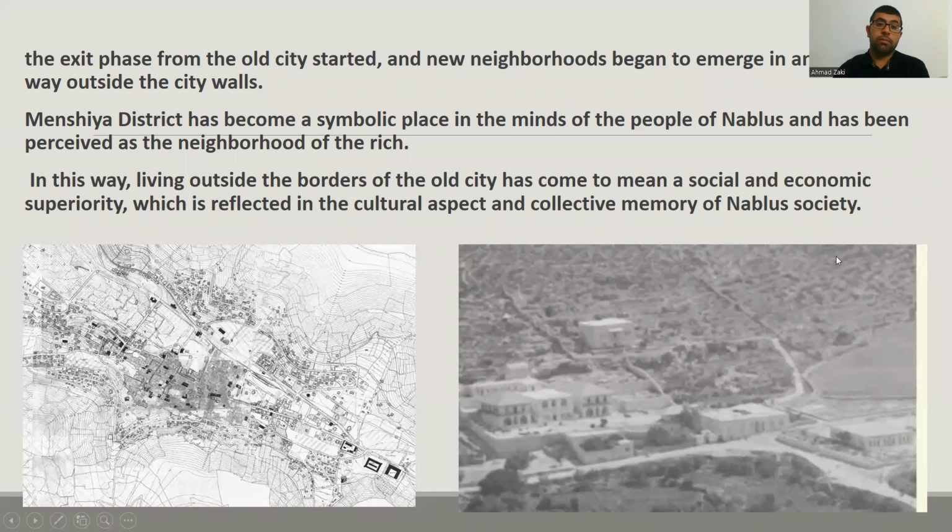The exit phase from the old city started and new neighborhoods began to emerge in an unusual way outside of the city walls. Mashia district has become a symbolic place in the minds of the people of Nablus and has been perceived as the neighborhood of the rich. In this way, living outside the borders of the old city has come to mean social and economic superiority, which is reflected in the cultural aspect and collective memory of Nablus society.